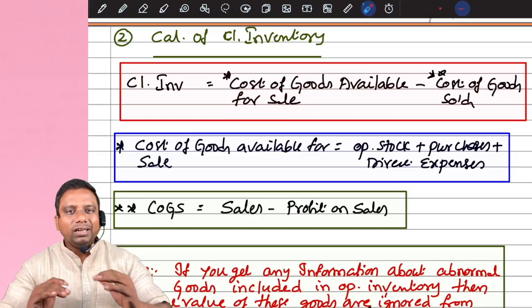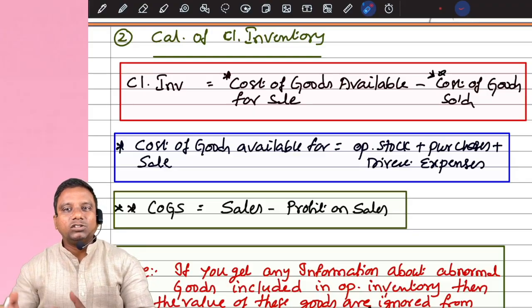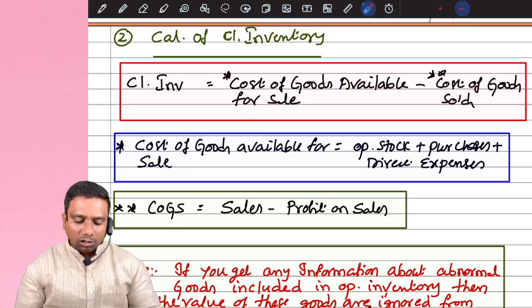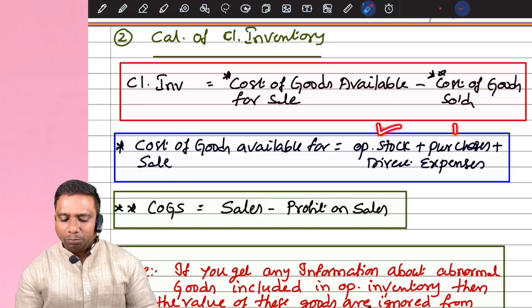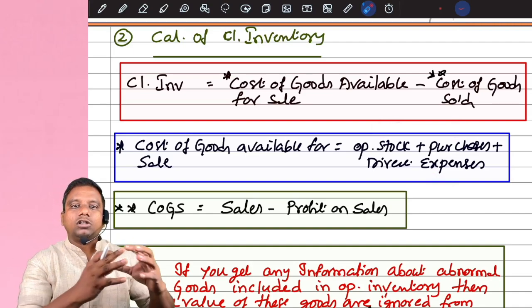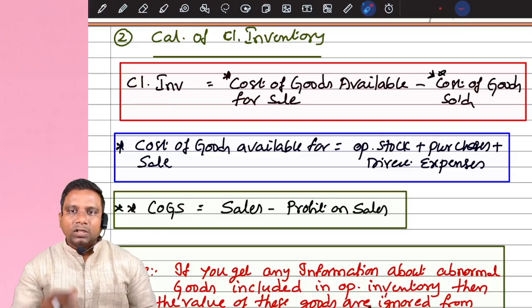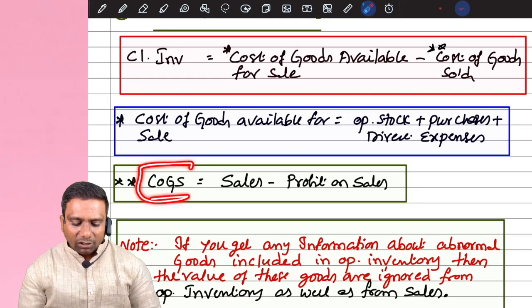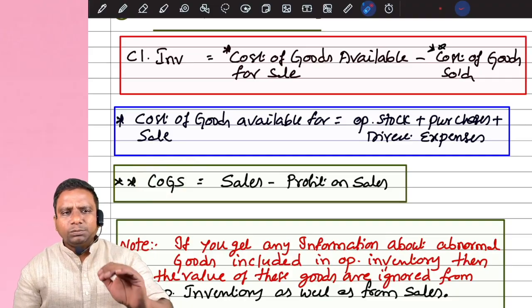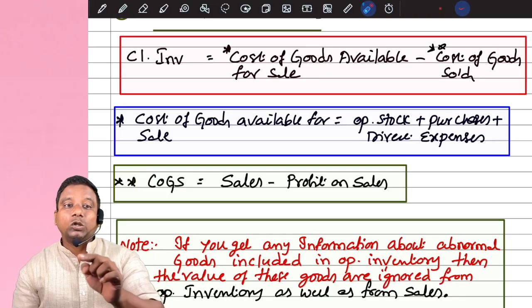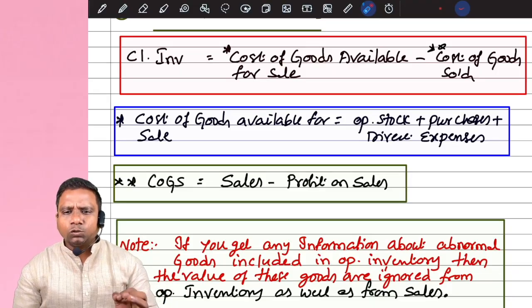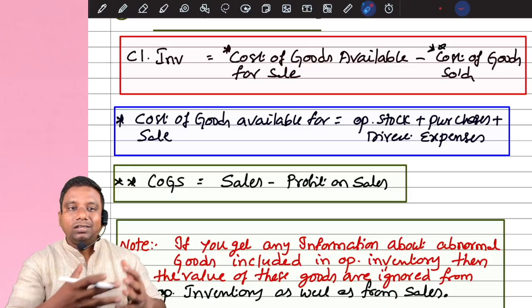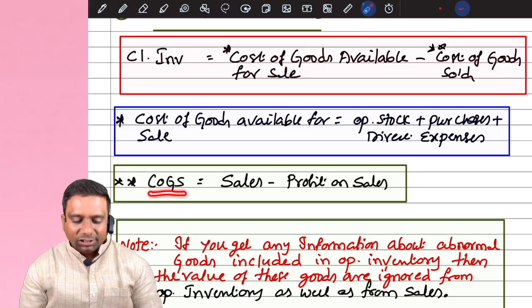Yes, sir. So then how can we know that cost of goods available for sale and cost of goods sold? You have to calculate. Cost of goods available for sale is nothing but whatever the opening stock I have plus purchases plus direct expenses. This total consists of cost of goods available for sale. Cost of goods sold, how can I calculate? You know that cost of goods sold formula, opening stock plus purchases plus direct expenses minus closing stock. But here closing stock information is not given. That's why it is not possible to use that formula. That's why we use COGS technique.